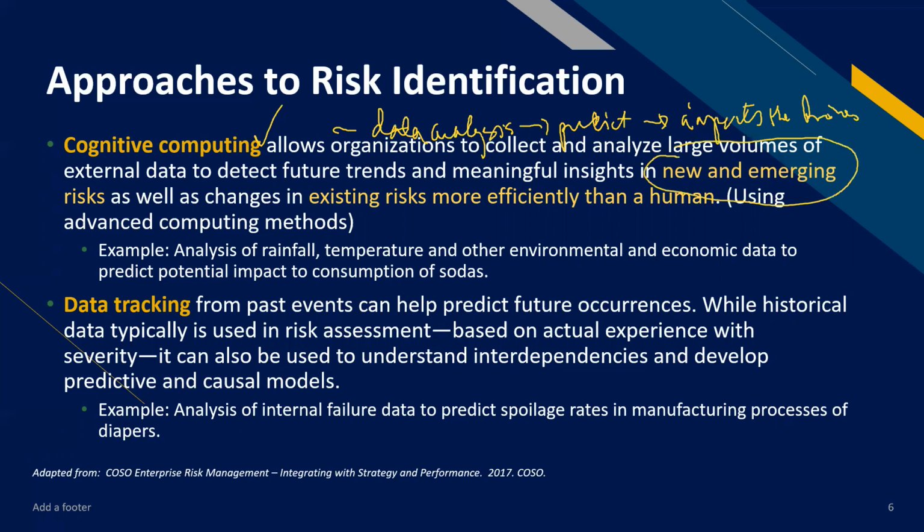So an example is weather patterns. Okay? You can get external data, for example, on rainfall, temperature, and other environment and economic data. Do your data analysis and try to predict the outcome, no, for changes in rainfall, changes in temperature, for example, impact to consumption of soda, for example, your Coke, right? Now, when you study these different characteristics, and as you relate it to the consumption of sodas, some emerging risks may arise.